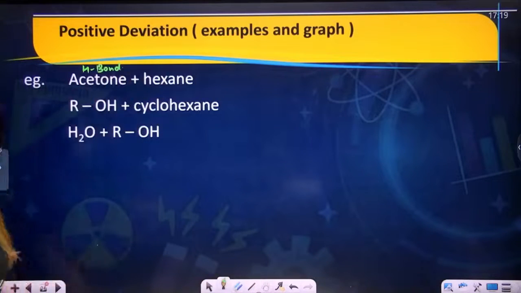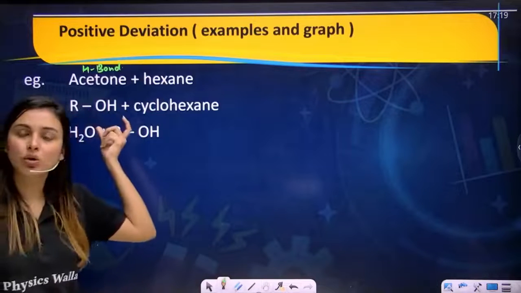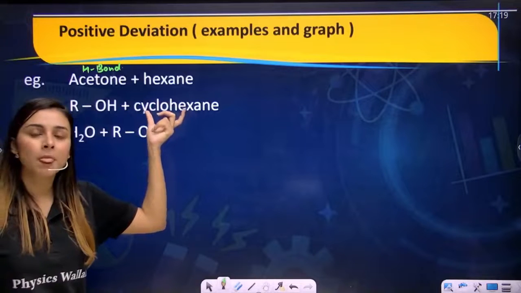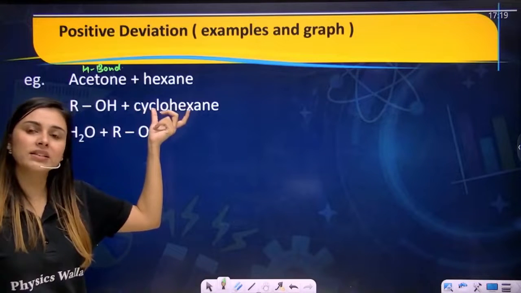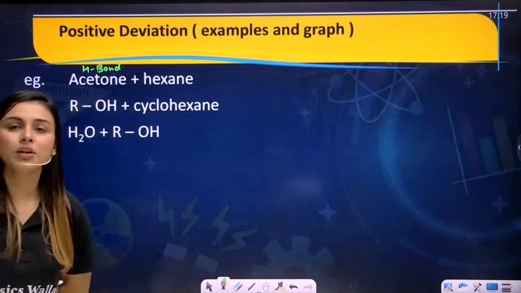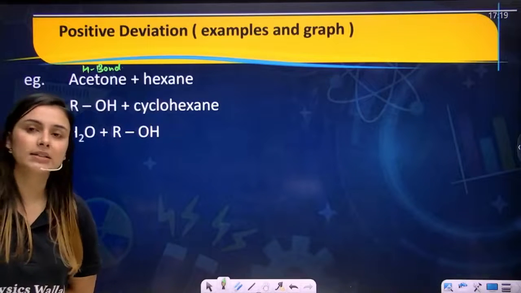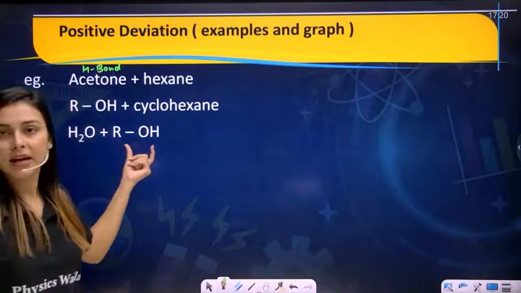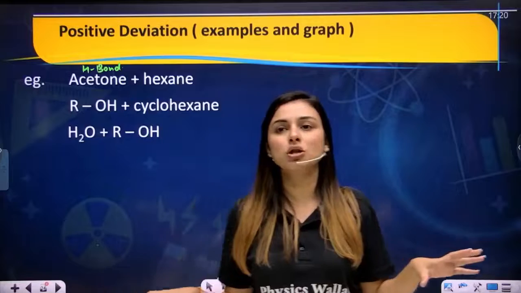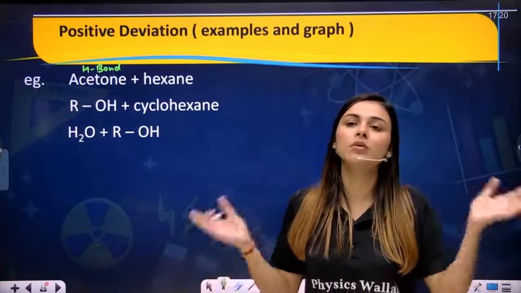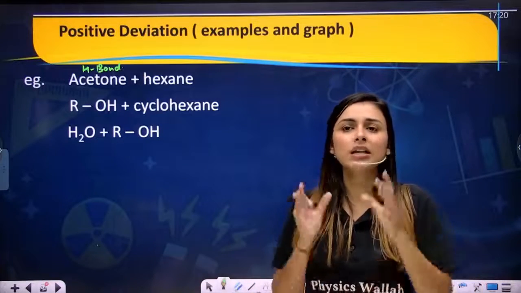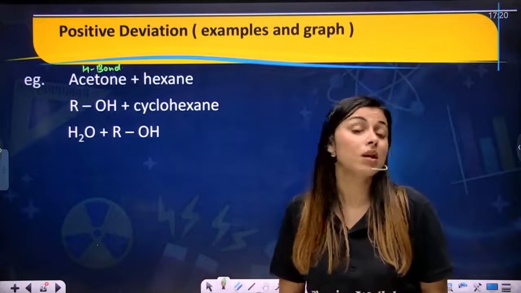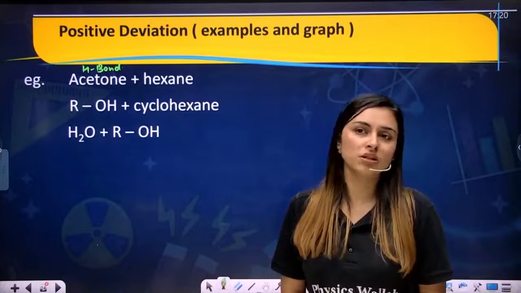and that is the reason it is showing positive deviation. Similarly, you have an alcoholic group here, my dear students. Again, hydrogen bonding here. Cyclohexane is a non-polar component. If you add the alcohol into cyclohexane, it will hinder the hydrogen bonding, and that is the reason it is an example of positive deviation. Similarly, water and alcohol individually show hydrogen bonding. But once they are mixed, they show a little bit lesser hydrogen bonding, and that is the reason after mixing their interactions become weaker, and it is an example of positive deviation.